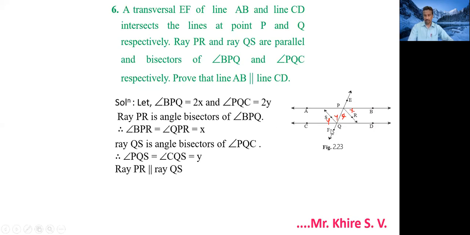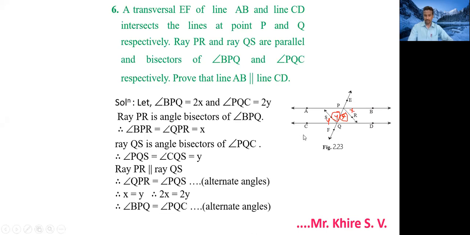Ray PR is parallel to ray QS. Therefore, angle QPR is equal to angle PQS. These two are alternate angles. And therefore, x is equal to y. Here it is, x is equal to y. These two are alternate angles, and alternate angles are always congruent. And if alternate angles are congruent, it means these two are parallel lines.